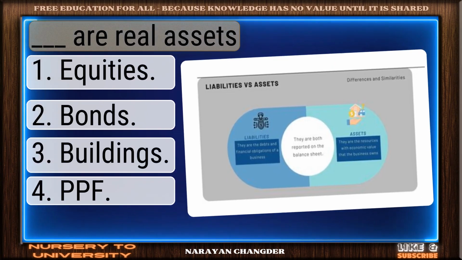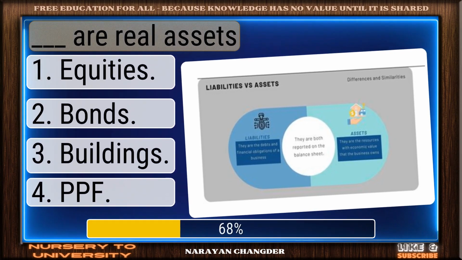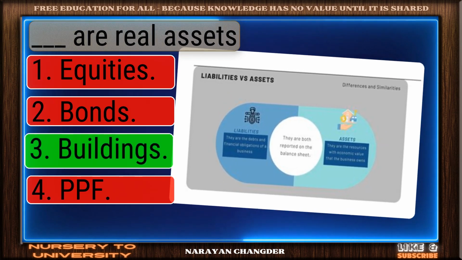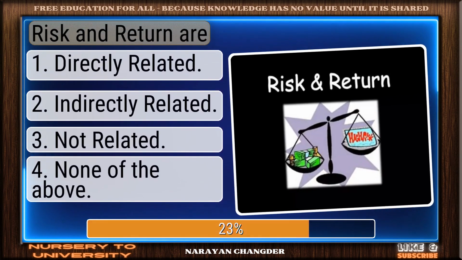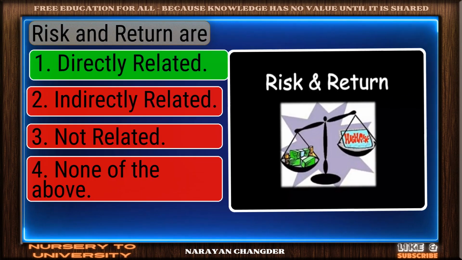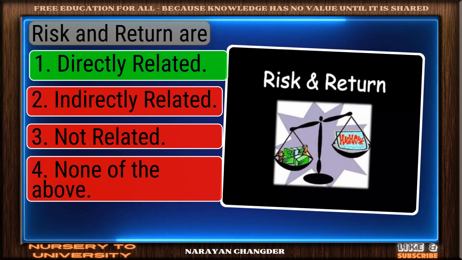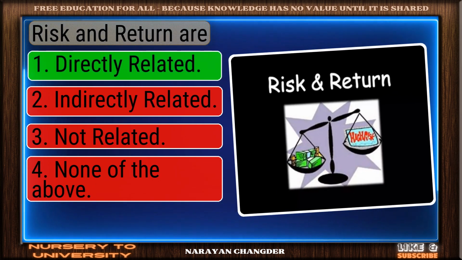Dash are real assets. Smart move. Buildings is an accurate answer. Risk and return are. Nice selection. Directly related is the correct and valid answer.